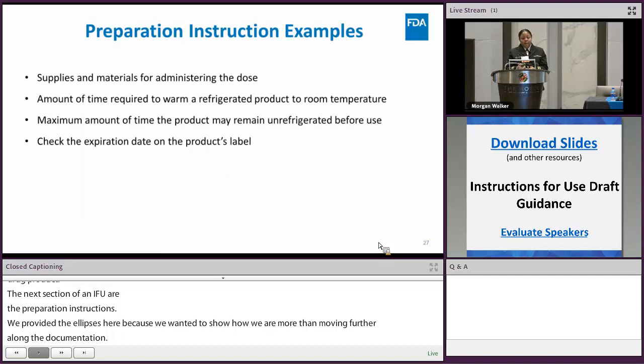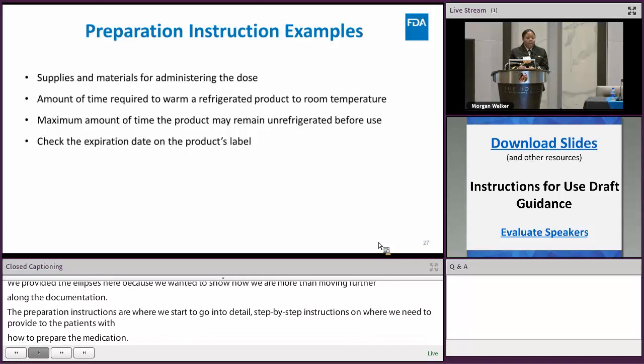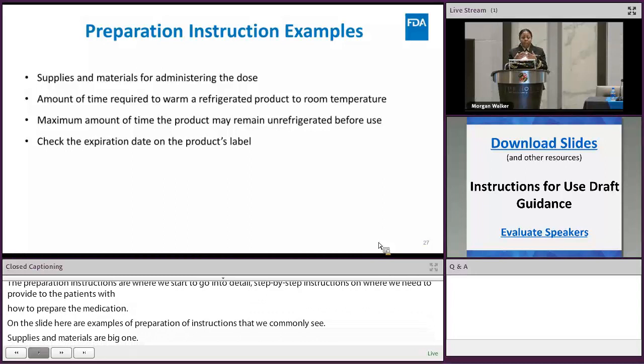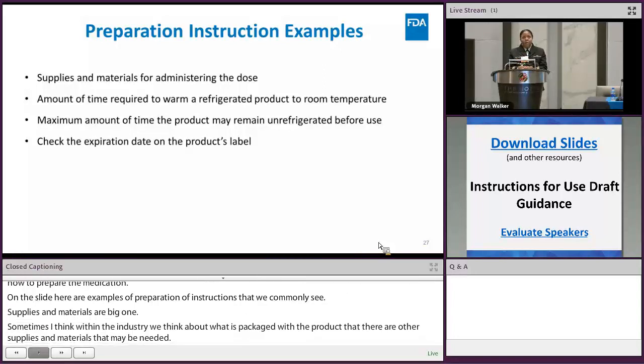I provided on this slide some examples of preparation instructions that we commonly see in IFU documents. Supplies and materials are a big one. Sometimes I think within the industry, we just think about what's co-packaged with the product, but there are other supplies and materials that the patient may need to be aware of, that they need to have in order to prepare the dose, such as a bowl or a teaspoon, alcohol wipes, bandages, things of that nature, things that are not co-packaged with the drug product. This is where you would put that information, as well as the other information that we have on this slide.